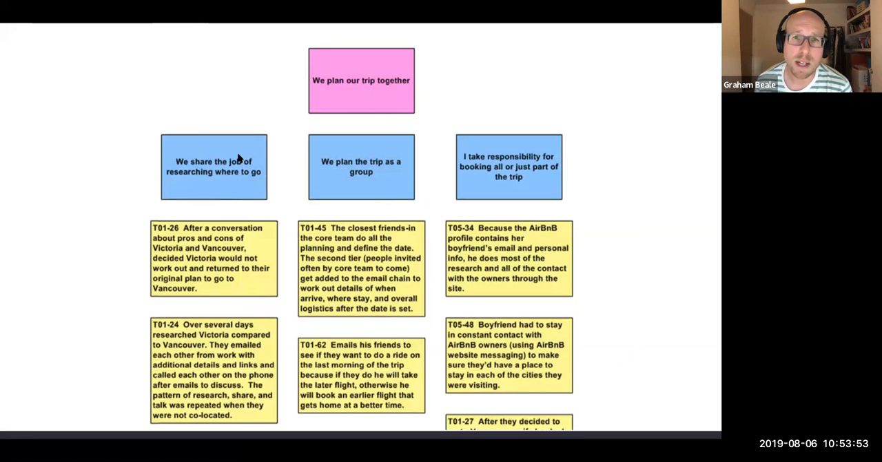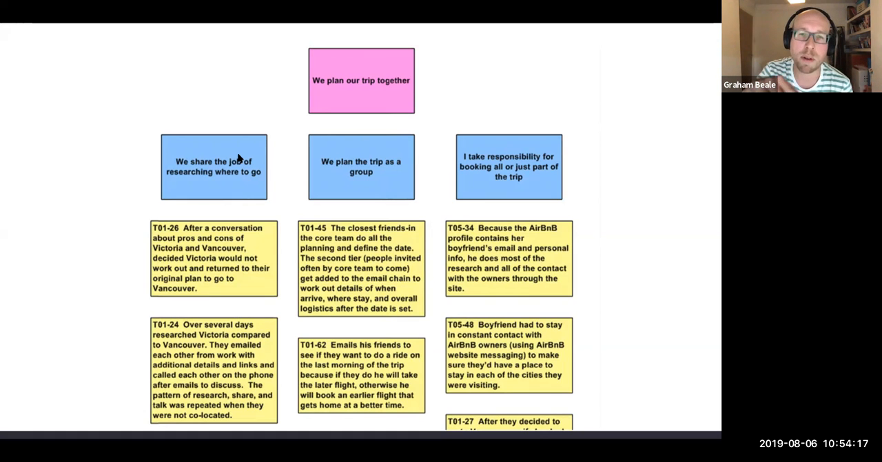And here's an example of an affinity diagram. You can see right at the top, you've got this sense of the main user goal. We plan our trip together. And then you've got this breakdown of these different elements of that. We share the job of researching where we go. So you start to see it involves multiple users.